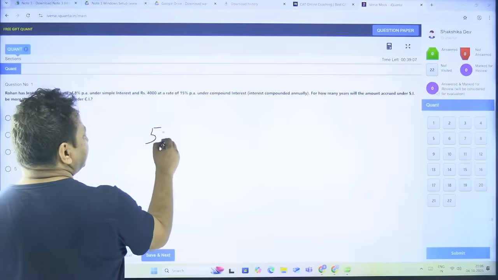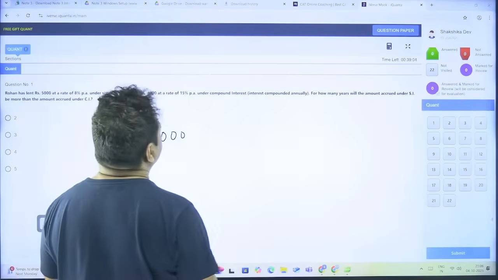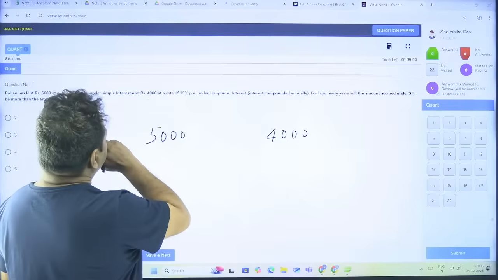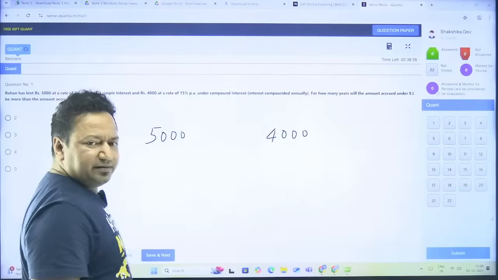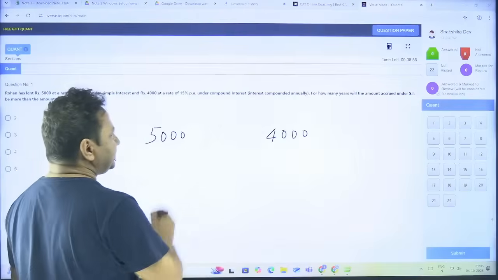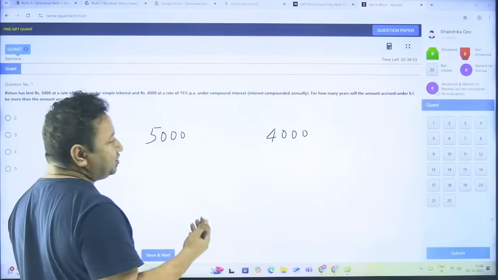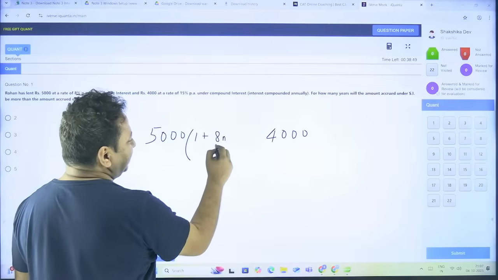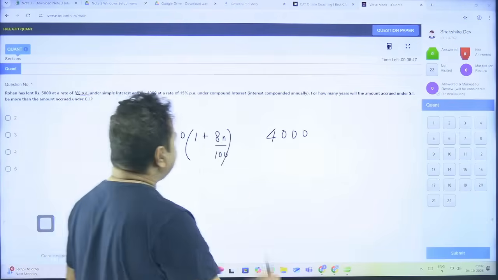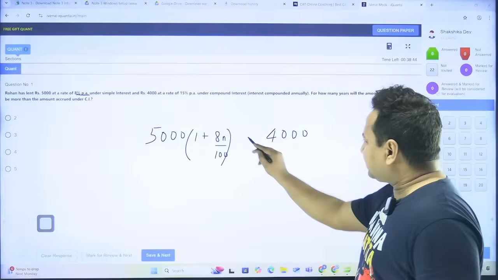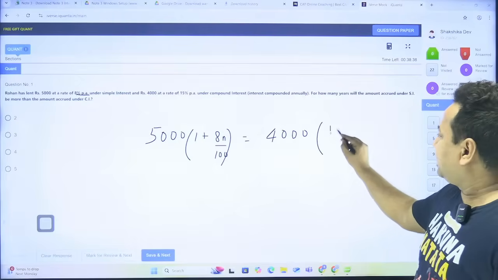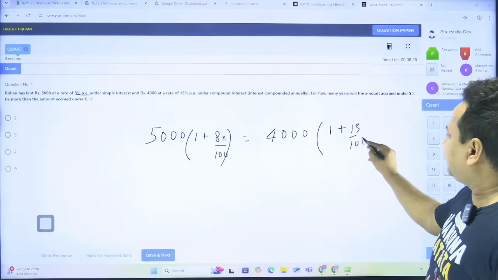5,000 principal is for SI and 4,000 is for CI. If it is 8% every year, let there be n number of years. So the amount that is accrued will be 1 plus 8n by 100. Is that clear? That will be simple interest. And in the case of compound interest, it will be 1 plus 15 by 100 to the power n.